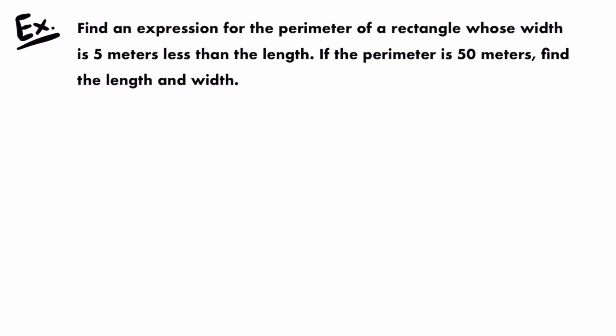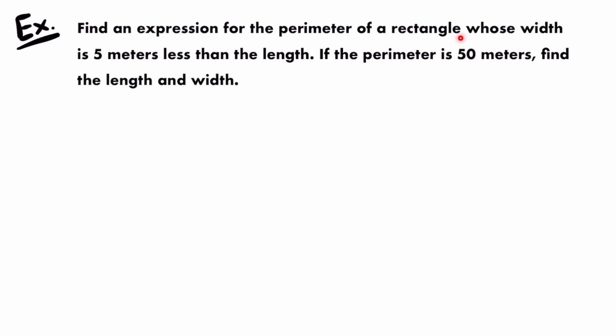For our next example, we want to find an expression for the perimeter of a rectangle whose width is 5 meters less than the length. And then if the perimeter is 50 meters, find the length and width. Okay, so just like with our previous example, we were not given a picture of our shape, so let's draw one ourselves. That's going to help us visualize this problem and ultimately help us solve it.